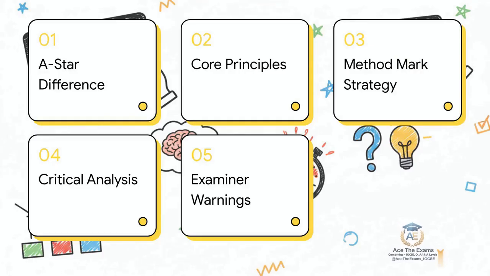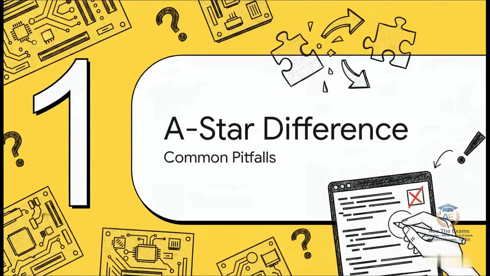So here is our masterclass framework for today. We'll be moving through 5 crucial steps. 1. The A-star difference. 2. Core principles. 3. The method mark strategy. 4. Critical analysis. And finally, number 5, we'll cover the top examiner warnings. Let's start with Section 1, the A-star difference, and the really common pitfalls students face when writing about principal operations.